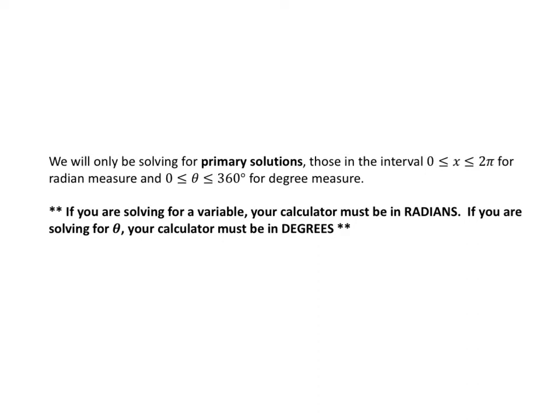If you look in your textbook, you'll see that there's a way to solve for a primary solution and a general solution. We are only going to be looking at primary solutions, which means anything from 0 to 2 pi or anything from 0 to 360 degrees. If they ask you to solve for a variable, x, y, s, r, something along those lines, you're going to put your calculator in radians. If they give you theta to solve for, you need to be in degrees.